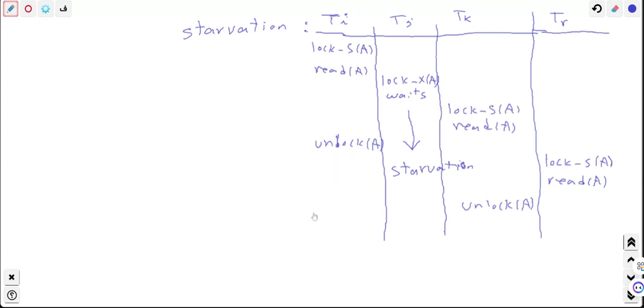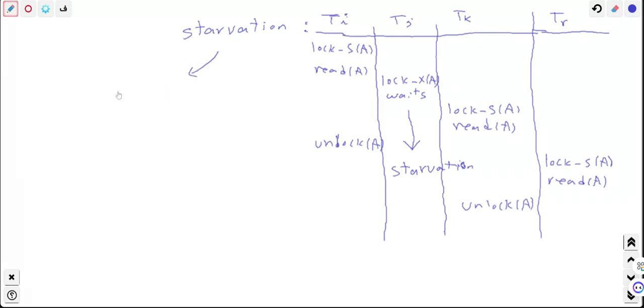How can we avoid starvation? One way to avoid starvation is... Yes, Doctor, by using first come first served. Yes, by using a queue. Queue, yeah. We can have a queue, because transaction TJ comes before TK and TR, so the priority is for TJ, because TJ comes sooner than TK. We can have a queue and put the requests in the queue and process them in a FIFO manner.